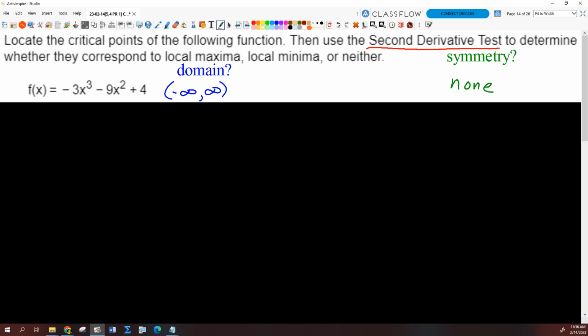All right, so let's do some legwork. If we're going to analyze this function using the f prime row and the f double prime row, let's go ahead and just take some derivatives. It's a polynomial, so they're easy derivatives. So what's f prime? Okay, good. Negative 9x squared minus 18x. Looks like that's it, right? Okay, and f double prime.